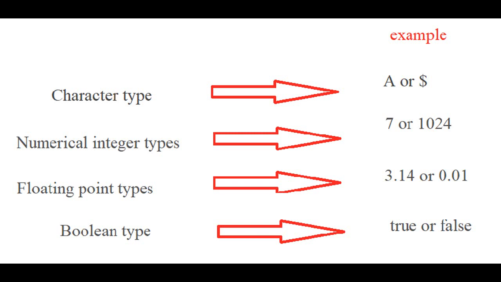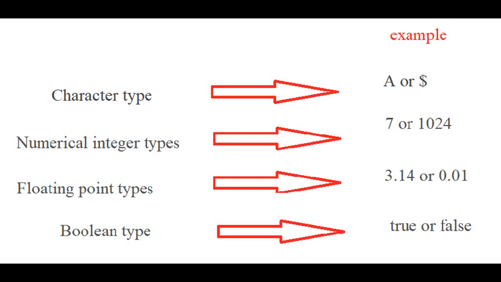How can we define fundamental data types? Fundamental data types are basic types implemented directly by the language that represent the basic storage units supported natively by most systems. They can mainly be classified into character type, for instance, A or $, numerical integer types, for instance, 7 or 1024, floating point types, for instance, 3.14 or 0.01, Boolean type, true or false.